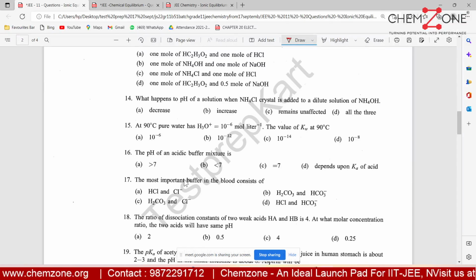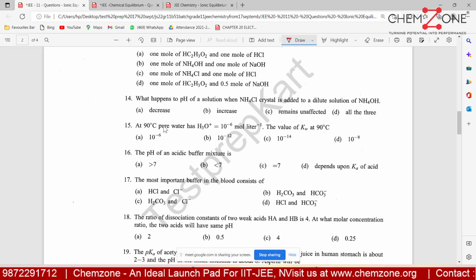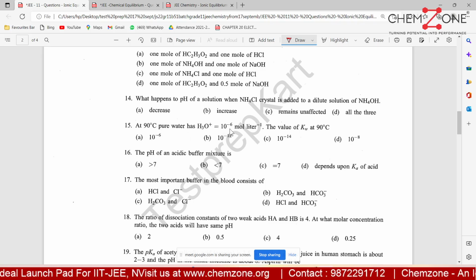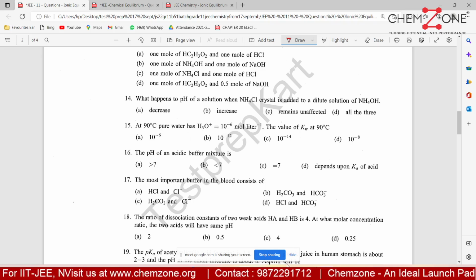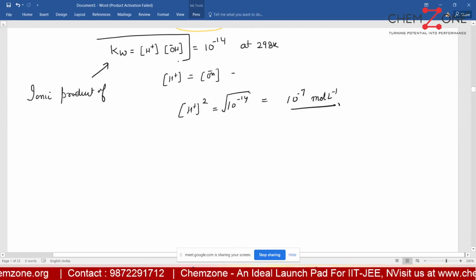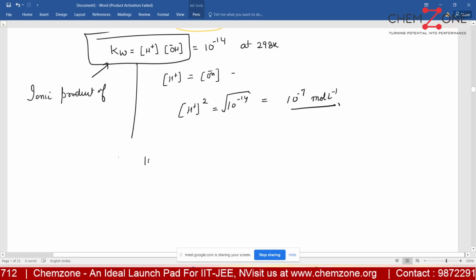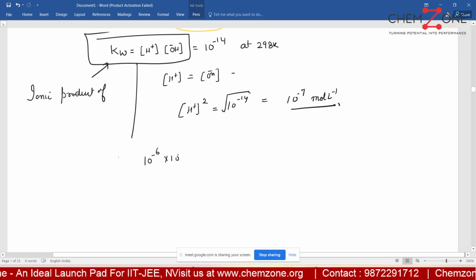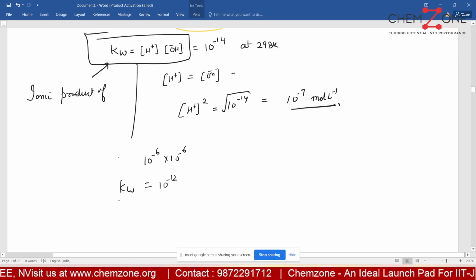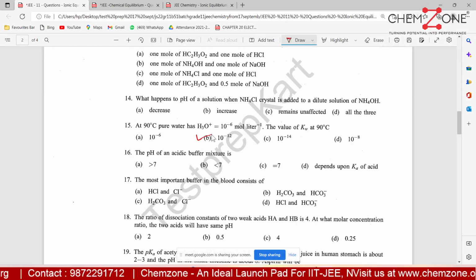Now coming to the question here. At 90 degrees Celsius, hydronium ion in pure water is 10 to the power minus 6. The Kw value will be? See, the Kw value is equal to nothing but this. So hydronium ion concentration is this. The OH ion will also be the same. So the Kw value will be 10 to the power minus 12. Getting me?